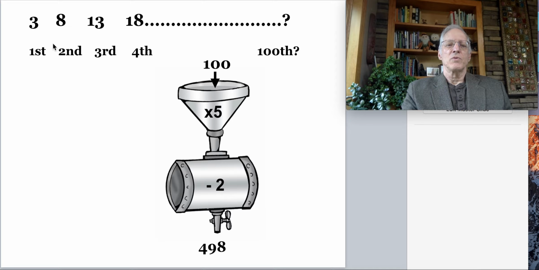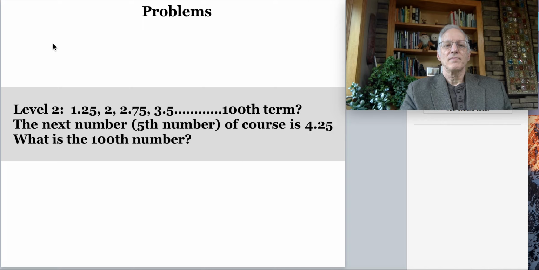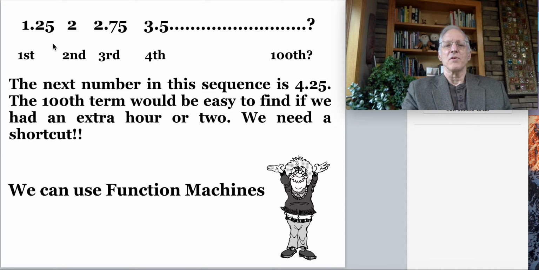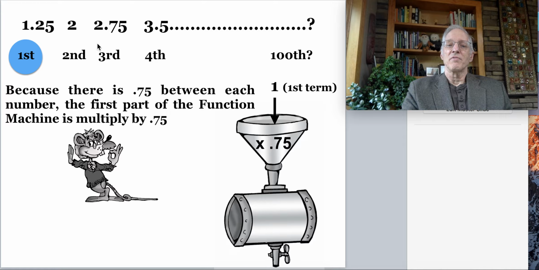All right, let's go to level 2. Now here's decimals that mess it up a little bit. 1.5, 1.25, 2, 2.75, and 3.5. If you look at it carefully, you can see it's going up by 0.75 each time. So the next term is 4.25, but we want the 100th term.